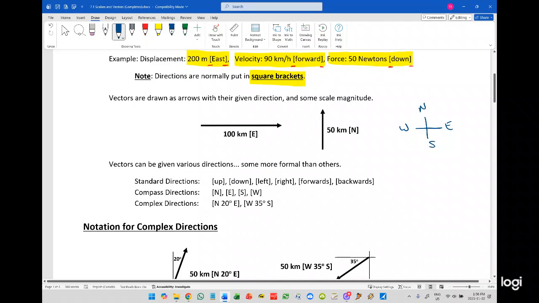And anyway, the actual lengths of these, the northward arrow is not exactly half of the eastward arrow. They're just approximations to show what's going on.